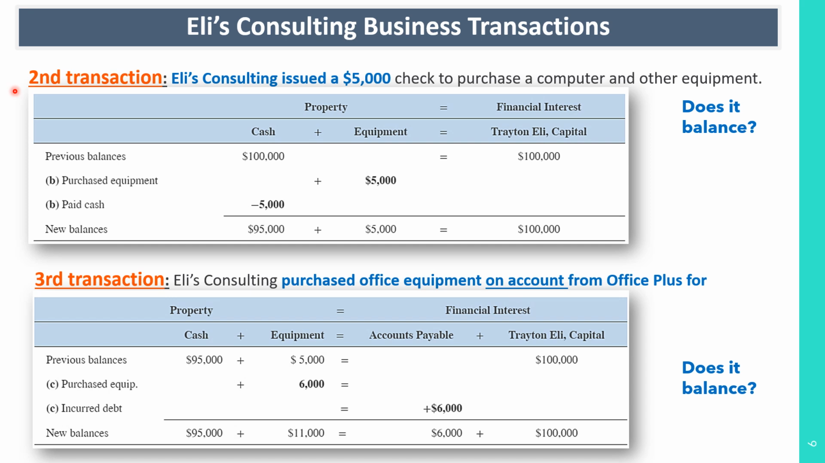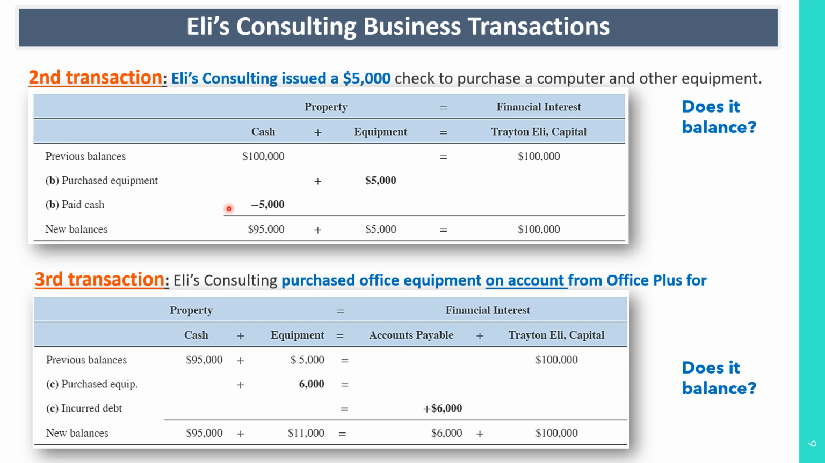The firm paid out $5,000 in cash, which means that the property of the business decreased. To keep things organized, we'll add another category on the property side for equipment and write plus $5,000 in the equipment column and write minus $5,000 in the cash column.